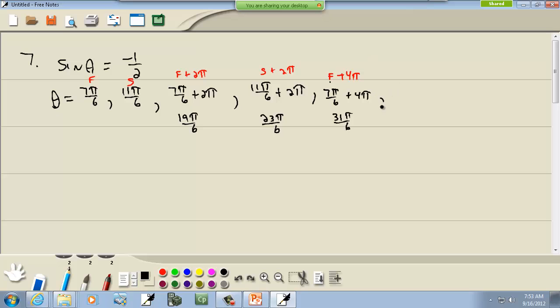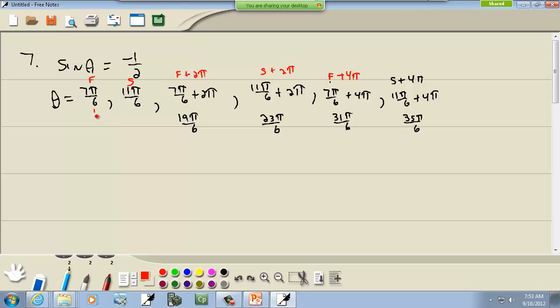And then this one will be your second one plus 4 pi. So our second one is 11 pi over 6 plus 4 pi. 4 times 6 is 24, 34, 35 pi over 6. I was thinking in class that there's a different pattern here, but I guess not.